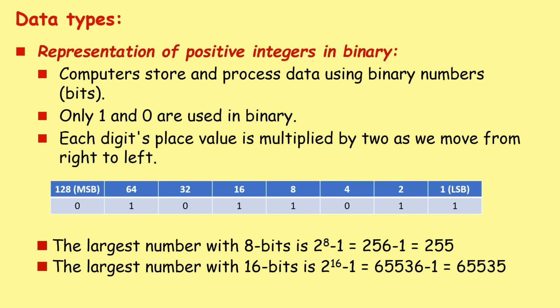The largest number that we can represent with 8 bits is 255, so we can represent 256 values from 0 to 255. And the largest value that we could represent, for example, with 16 bits is 65,535.